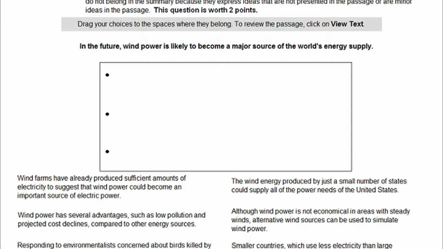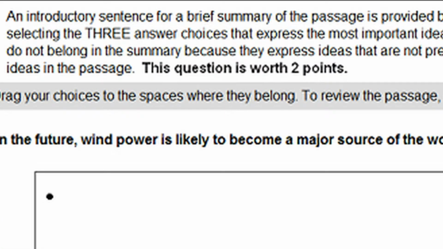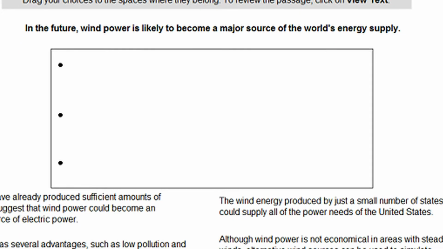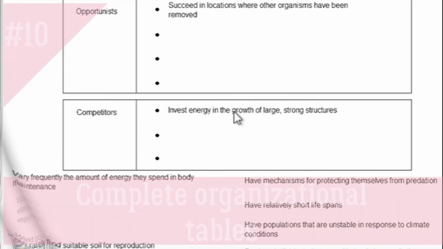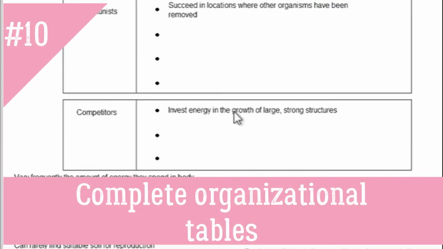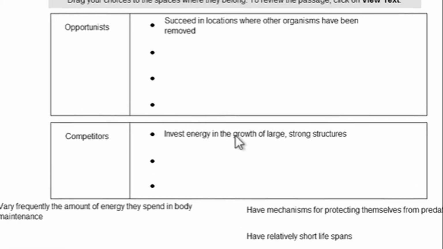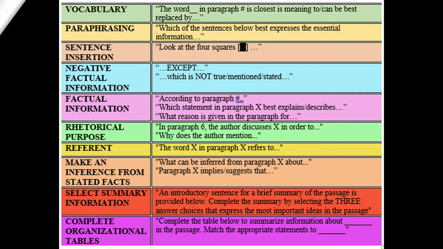Another type of question that will appear is select summary information. You can identify it easily by the word summary. Besides that, there is a big box in which you have to draw 3 main ideas about the passage. And the final type of question is complete organizational tables. What makes this question different from the last one is that you're going to have 3 or 2 categories in which you have to choose different ideas to complete a table.